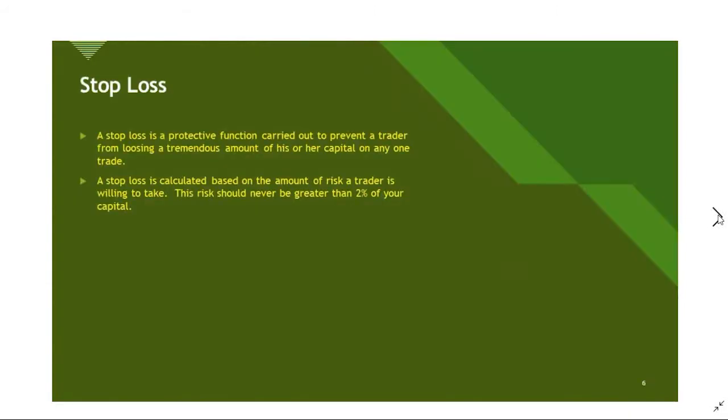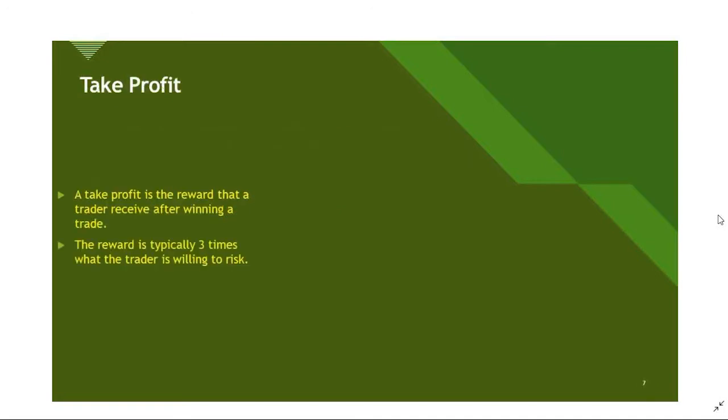Stop loss. A stop loss is a protective function carried out to prevent a trader from losing a tremendous amount of his or her capital on any one trade. A stop loss is calculated based on the amount of risk a trader is willing to take. The risk should never be greater than 2% of your capital. Take profit. A take profit is the reward that a trader receives after winning a trade. The reward is typically 3 times what the trader is willing to risk.